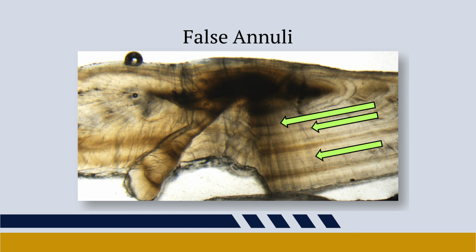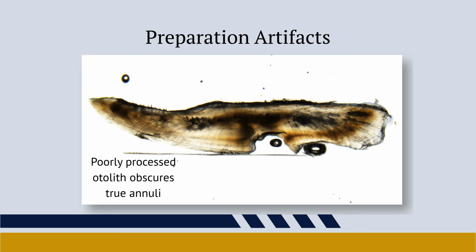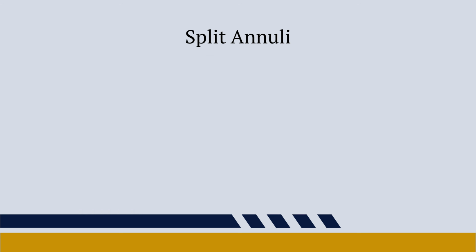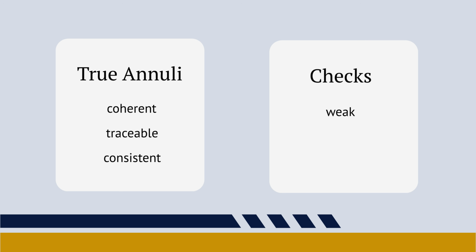False annuli, often called checks, are zones of interrupted or slowed growth and should not be counted as years. Other noise may include preparation artifacts or a split annulus, where one annual zone looks like 2 closely spaced bands. A true annulus is usually more coherent, traceable through the key reading region, and consistent with the surrounding growth pattern. Checks are often weak, diffuse, or discontinuous.